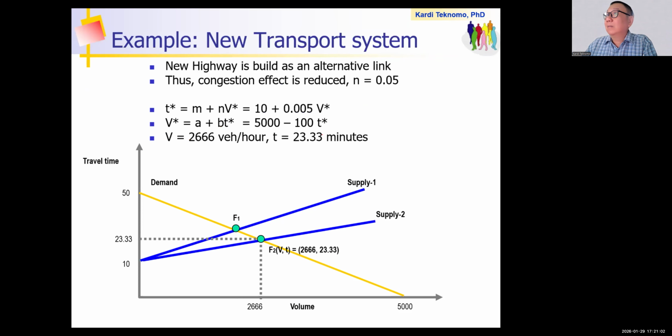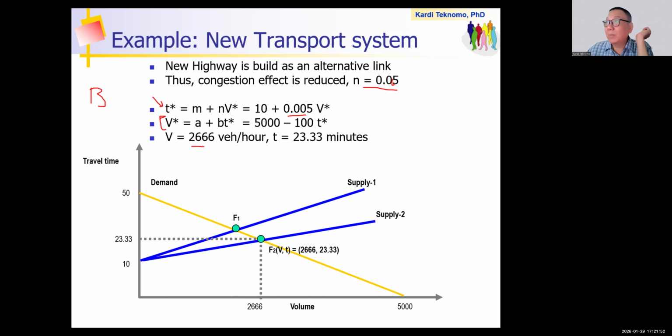The first what-if analysis is scenario B. Say you have a new highway, built as an alternative link. Because you have a new highway, what changed? The congestion effect is reduced. Earlier it was 0.01, now it becomes 0.005. So this model is still the same. Only this part changes, right? The supply changes. The demand model does not change.